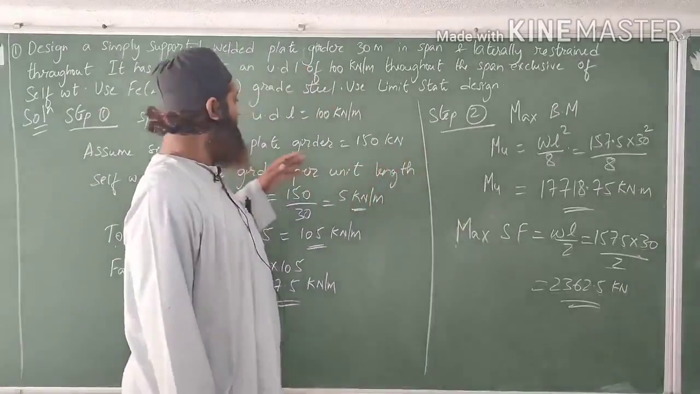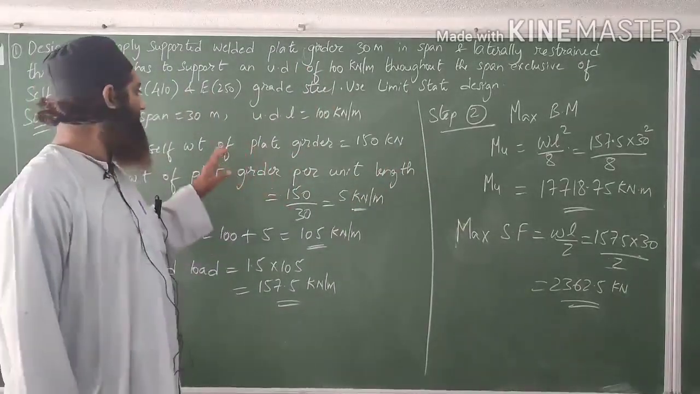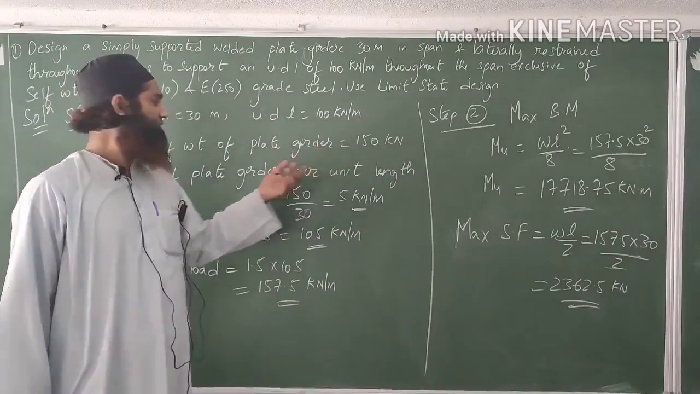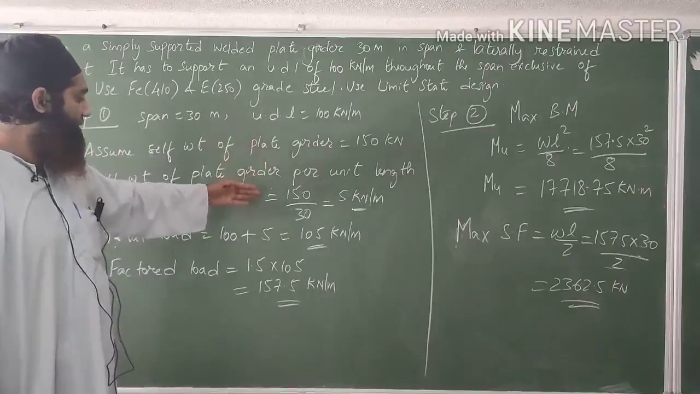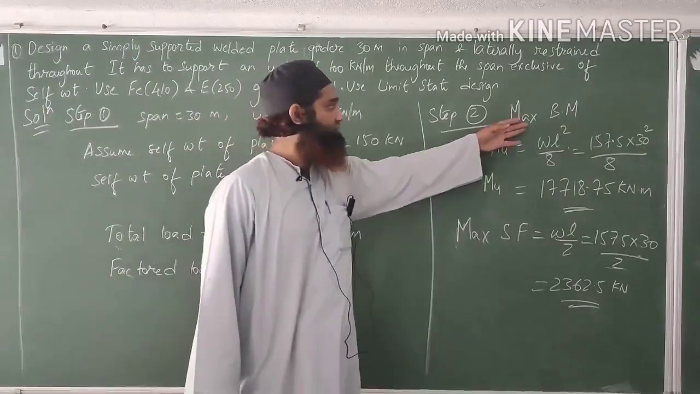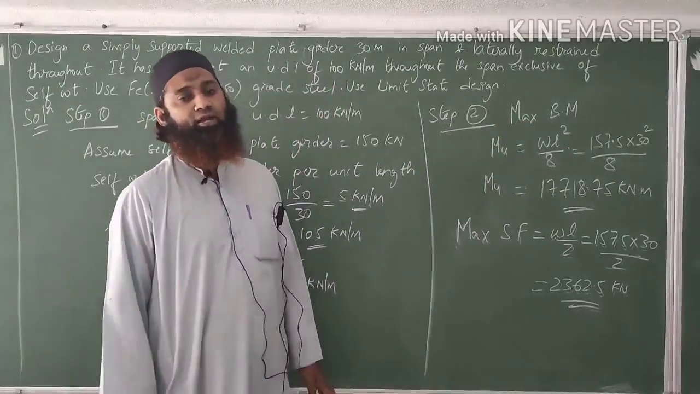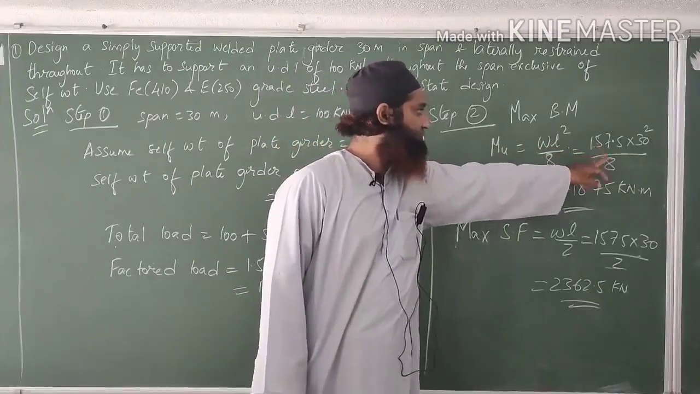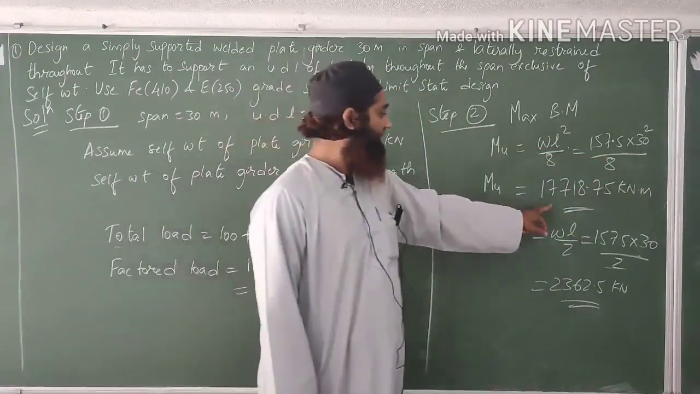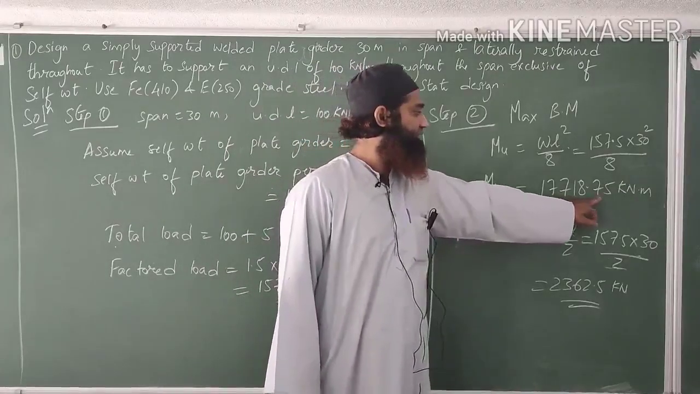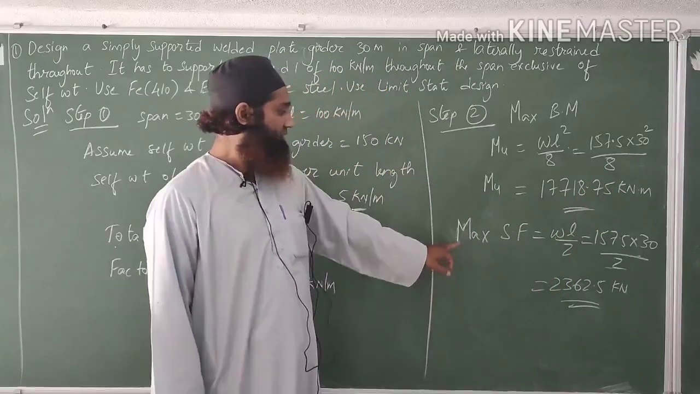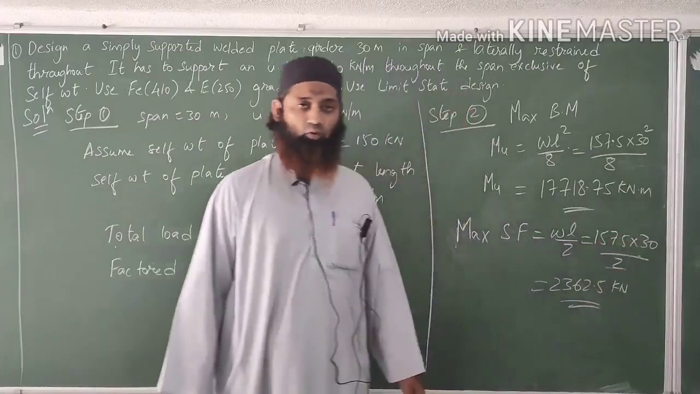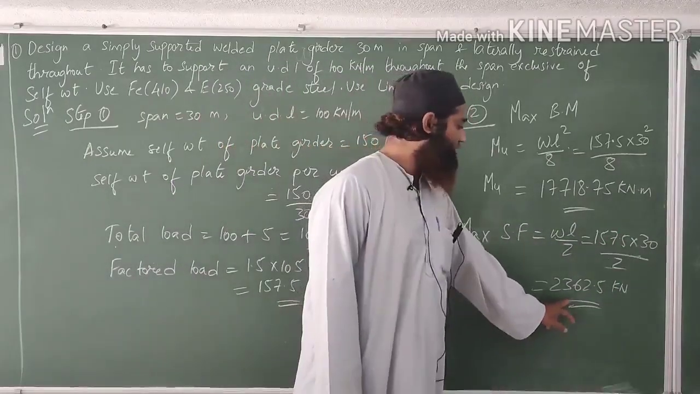This is step 2. Hope step 1 is very simple. We saw the span and the UDL, and we assumed the self weight of the plate girder. We calculated the total load. In step 2, we came up with the maximum bending moment. For UDL, the bending moment is WL square by 8. We substituted the values, 157.5 and the span 30, square by 8, and got MU as 17718.75 kilonewton meter. The maximum shear force is WL by 2, that is 157.5 into 30 by 2, which we calculated as 2362.5.